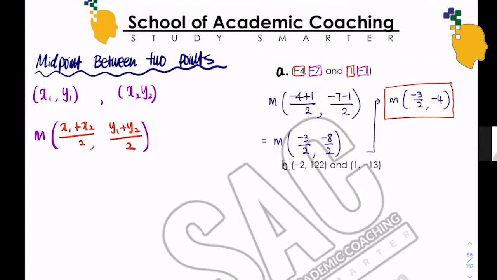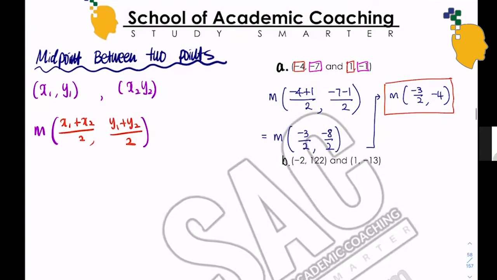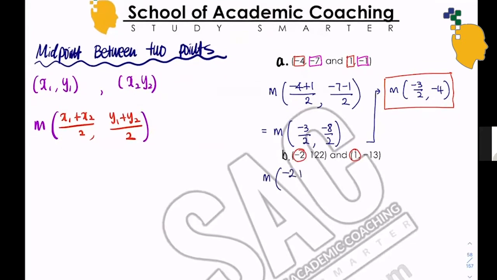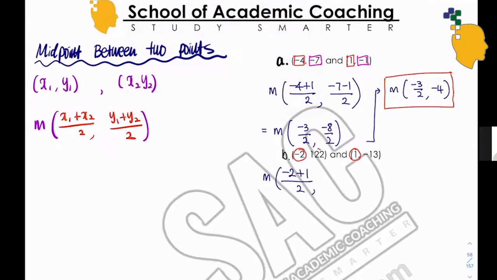Let's move on to question B. Let's find the midpoint between these 2 points. So again, let's add two x values and divide it by 2. So it'll be -2 plus 1 over 2. And add two y values divided by 2, it'll be 122 minus 13 over 2.